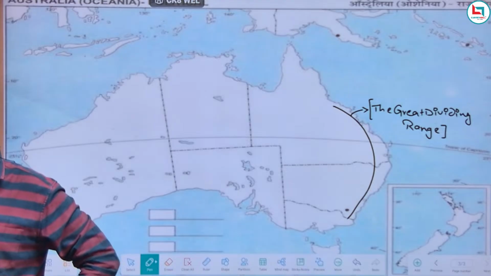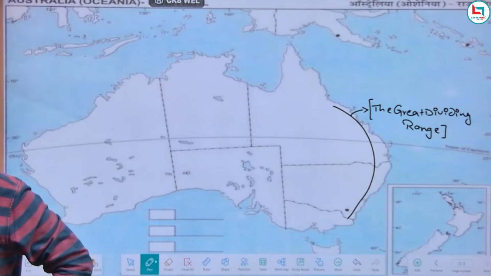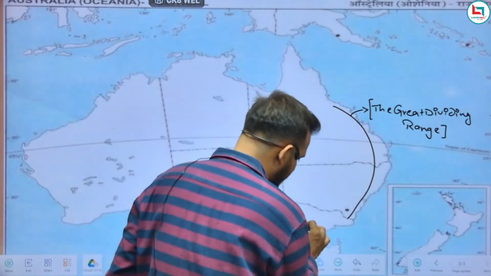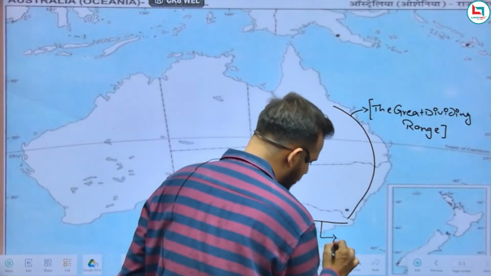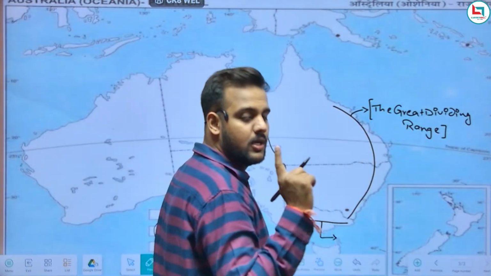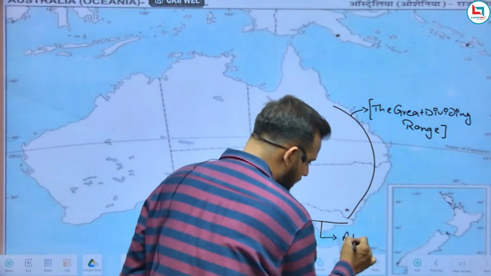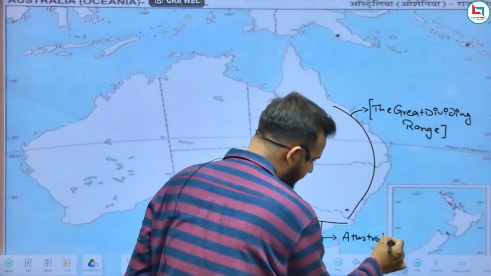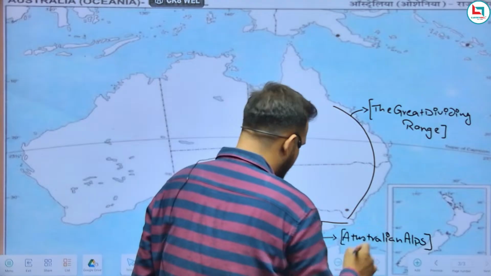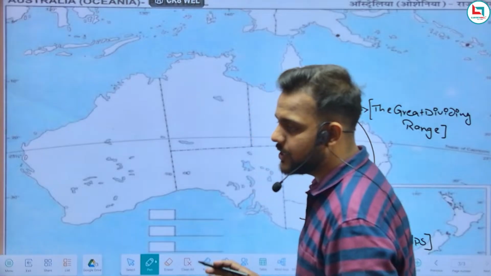Remember one thing, that from the Great Dividing Range, if you look towards the Australian Alps in the southern part of the Great Dividing Range, I guess you people might know about this. We had talked about these mountain ranges in our mountain discussion. If you have not seen the previous lecture, just go and watch it. We have the presence of the Australian Alps.